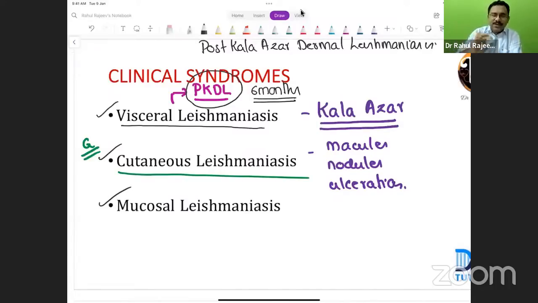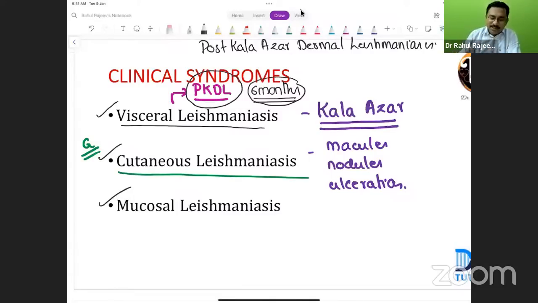There is a table in Harrison also showing the geographic differences between the types of leishmaniasis, which has to do with the properties of the organism in different parts of the world. Phlebotomus itself has different species. So usually there is a gap of 6 months, but something unique about our case was that the PKDL occurred almost simultaneously along with the leishmaniasis.